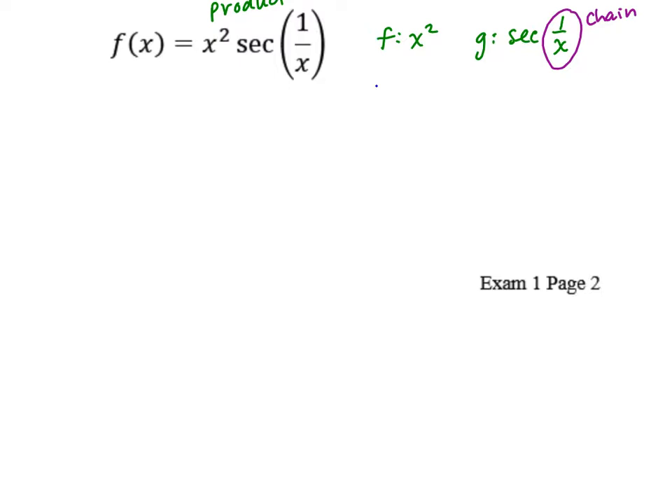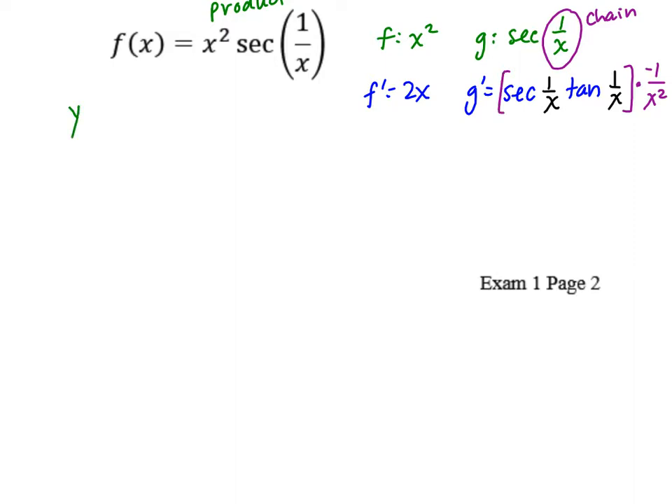So let's find f prime is 2x, and g prime is the derivative of the outside. Derivative of secant is secant, leave the inside alone, 1 over x, times tangent, the inside alone, 1 over x. So that's the derivative of the outside, and then the derivative of the inside is the derivative of 1 over x, negative 1 over x squared.